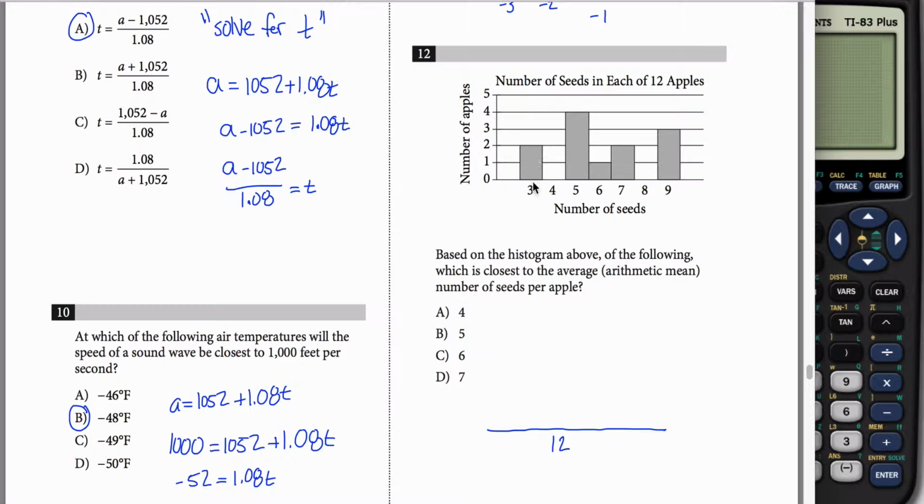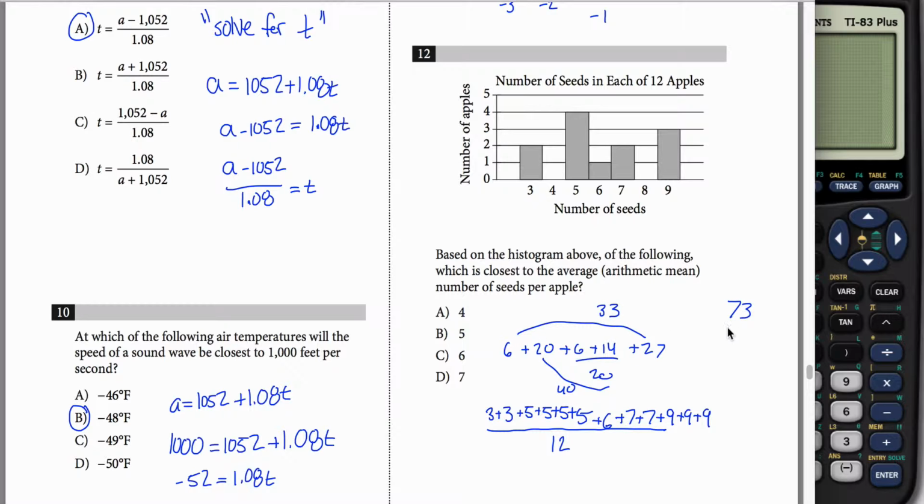It looks like twice I had 3 seeds, so I got 3 plus 3. It looks like 4 times I had 5 seeds. Looks like 1 time I had 6 seeds, 2 times I had 7 seeds, and 3 times I had 9 seeds. You could add all these numbers up with your calculator, or you could just say, well, that's 6, that's 20, that's 6, that's 14, and that's 27. So that gives me 20 there. These guys give me 40, and these two give me 33. So it looks like I got 73 in total divided by 12 to calculate my mean.